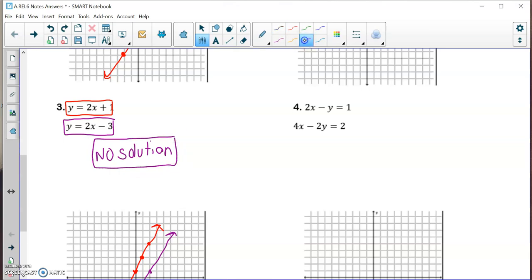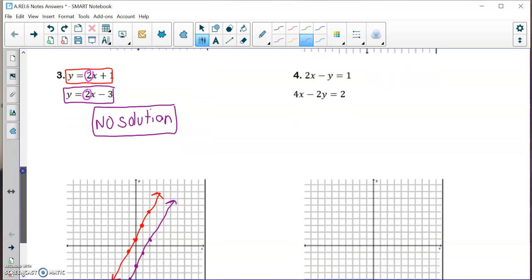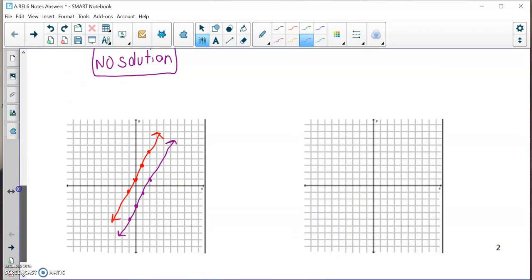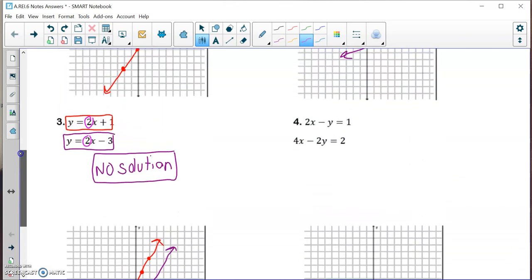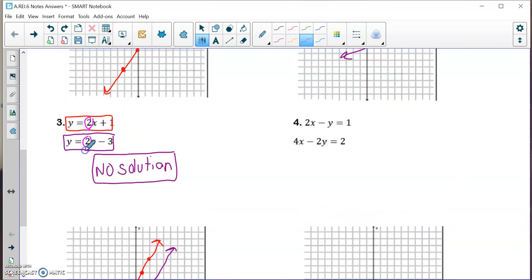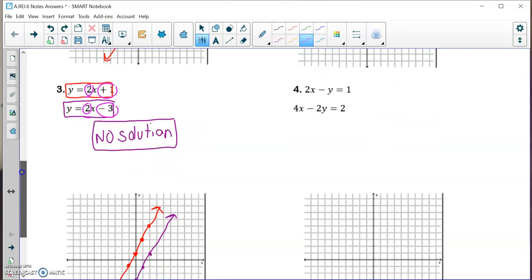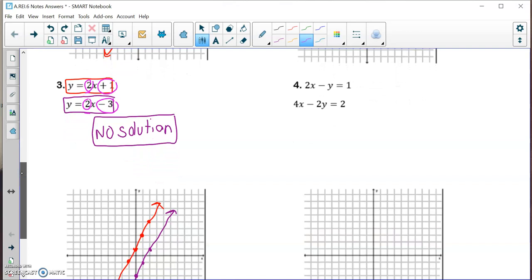Notice that the slopes of both of these equations were exactly the same. Same slopes will give you parallel lines. When you have the same slope but different y-intercepts, that means your lines will be parallel lines that don't intersect. Let's look at number 4.